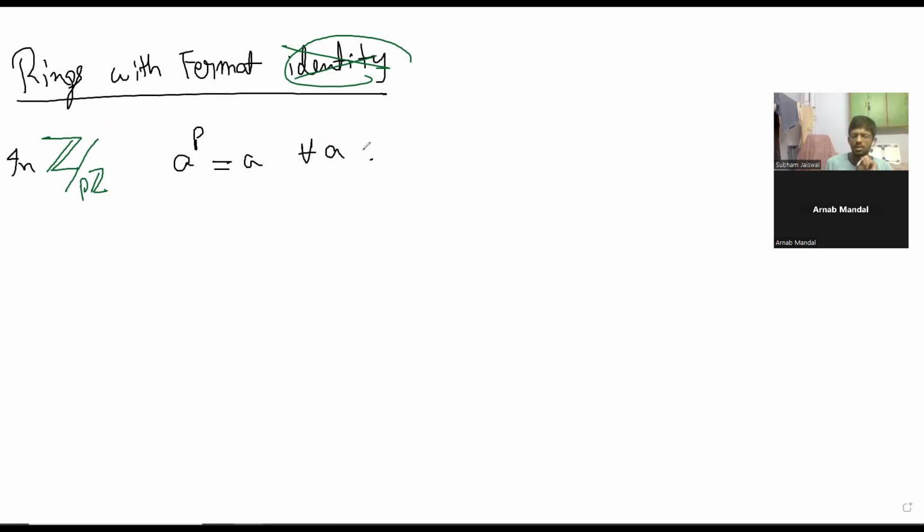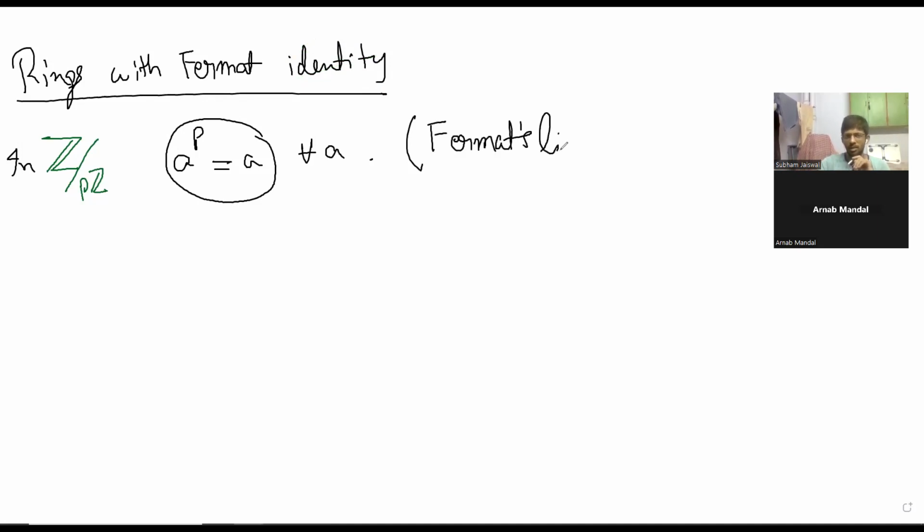right? And this becomes an identity in the sense of the high school identity. Prove this identity: a plus b whole square is equal to a square plus b square plus 2ab. This also is an identity because it is true for every element a, right? So this is Fermat's little theorem. You can just read the proof somewhere or do it yourself. I'll leave that for you. It's not a boring one, but I'm not doing the proof because it's a standard thing. So this kind of identity we can call Fermat's identity.